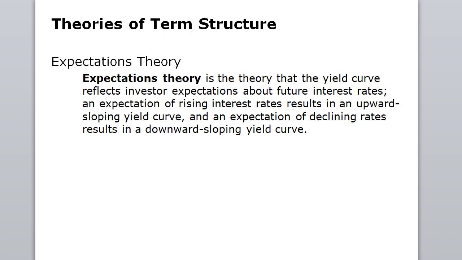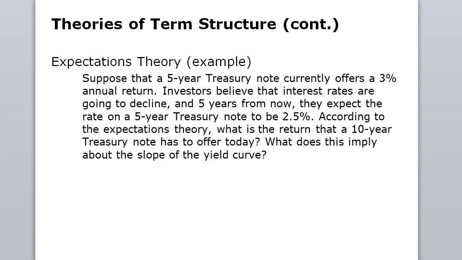So the expectations theory is the theory that the yield curves reflect investors' expectations about future interest rates. So the expectations of higher interest rates result in an upward sloping yield curve, and the expectations of declining rates result in a downward sloping yield curve. So if investors expect more inflation in the future, we'll see that longer term rates are higher than shorter term rates, and that expectation is expressed in the yield curve.